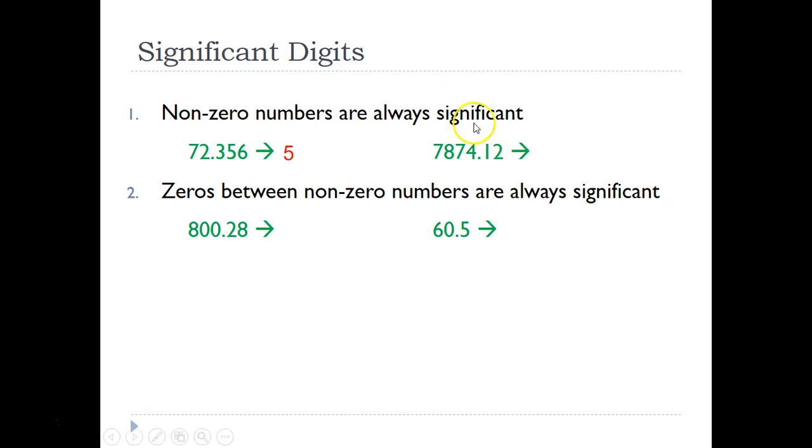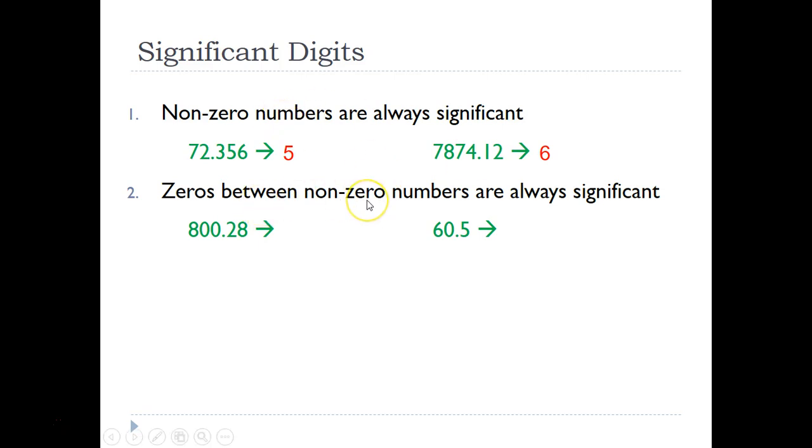Pause the video and count the number of significant figures in the next number. Alright, again, there are 6 numbers in this number. All of them are non-zero, so they all count as significant, so the grand total will be 6 significant figures. Now, since all non-zeros are always significant, the only number that can be insignificant is 0. So we're going to have to talk about some rules with zeros.